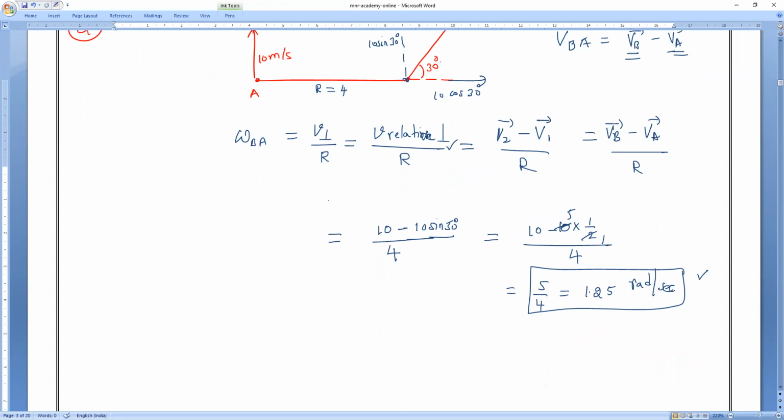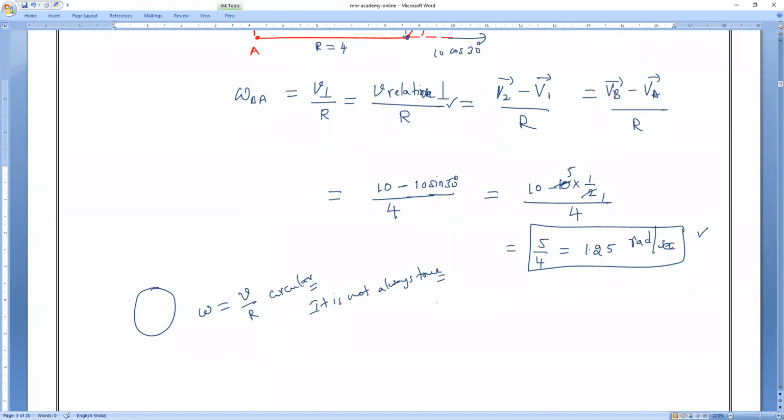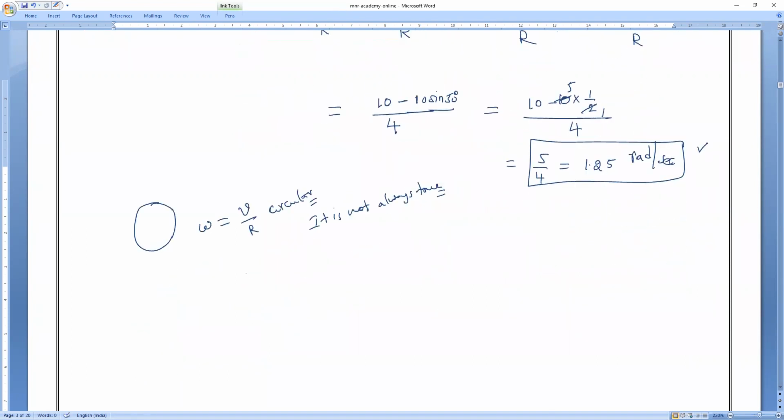Understood? Yes, sir. So now remember, if I take only circular motion, then we all know that omega is equal to V by R. It is only for what motion, everybody? It is only for circular motion. So it is not always true. That is also you have to remember. It will be applicable only to circular motion.